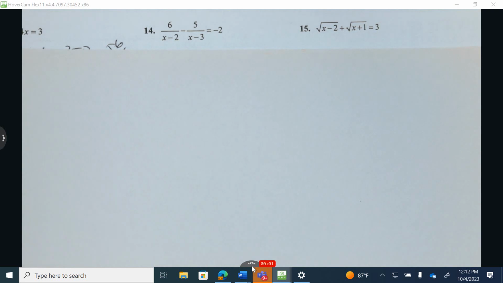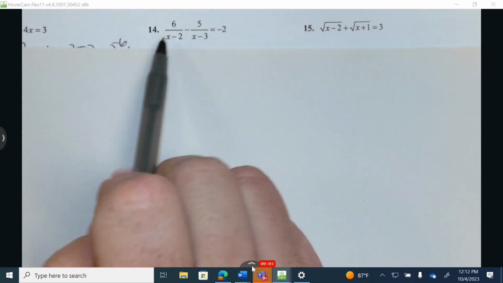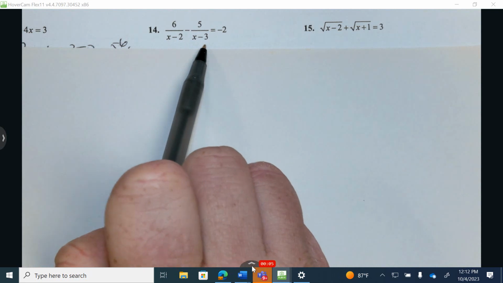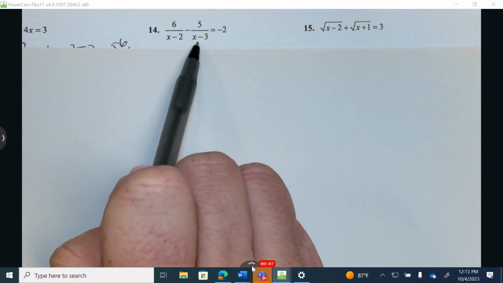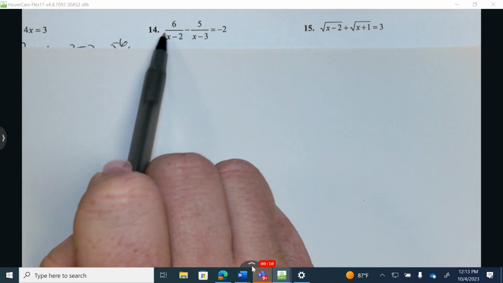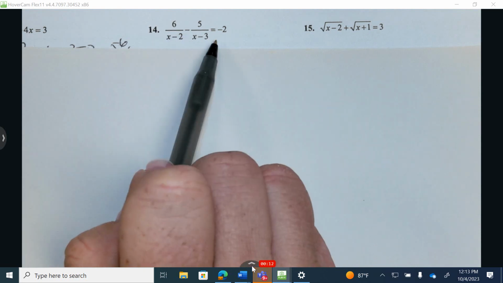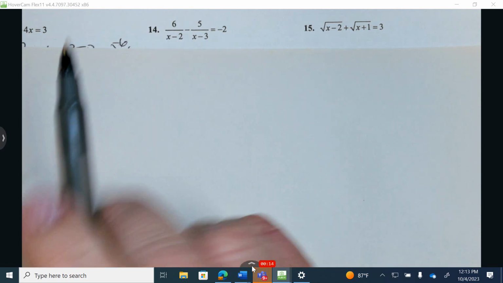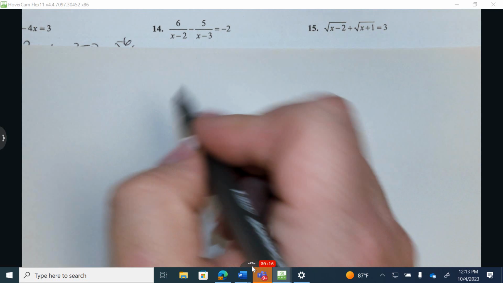14. So I'm going to start by noticing that I know that my final answer cannot be 2 and it cannot be 3. If I plugged in 2, I'd end up with a denominator that's 0, and if I plugged in 3, the same would occur. Now I'm going to choose to solve this using the butterfly method.